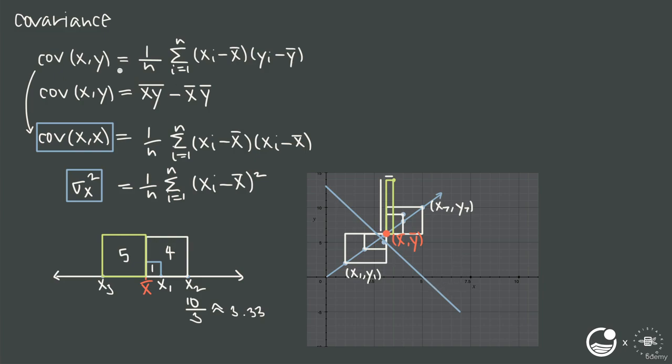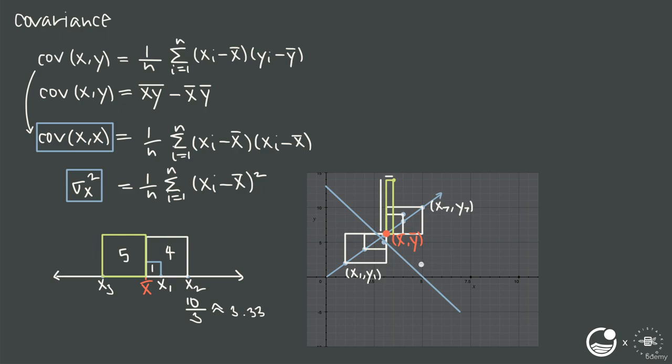The value of covariance will give us that general direction of the relationship between the two variables. If covariance is positive, that means there's a positive direct relationship between x and y. If covariance is negative, that means there's a negative or inverse relationship between x and y. So if covariance is positive, the variables generally are moving in the same direction. If covariance is negative, the variables in general are moving in opposite directions.